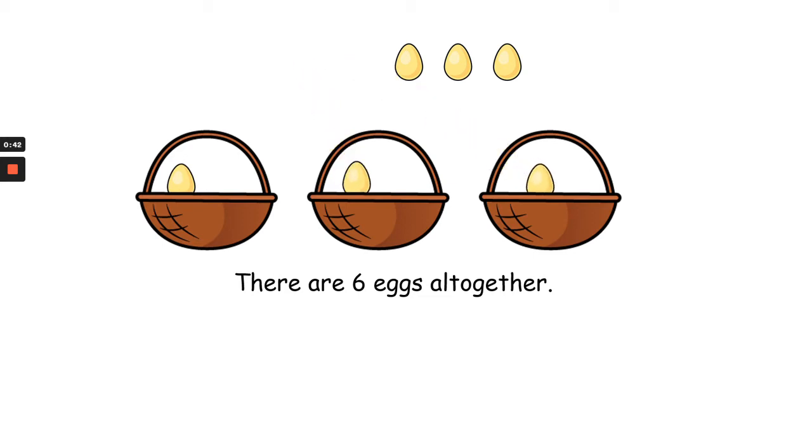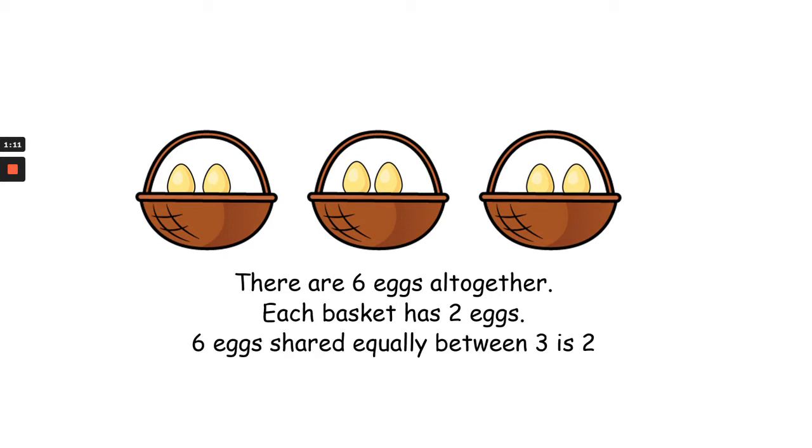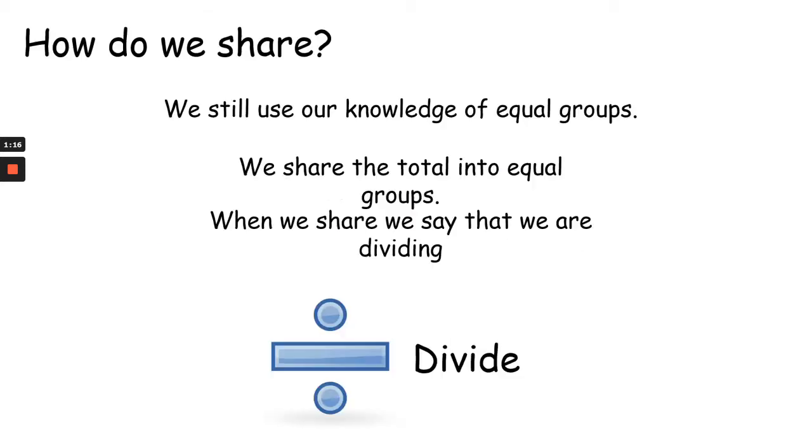Right, I've still got equal groups. There's 1 in each basket and they are still equal, but I've still got eggs left, so let's carry on sharing. Each basket has 2 eggs in it. There are no eggs left. And we have got equal groups. Each basket has 2 eggs, so I know that they are equal. So we have 6 eggs altogether. We have 2 eggs in each basket. So now we can say that 6 eggs shared equally between 3 is 2.